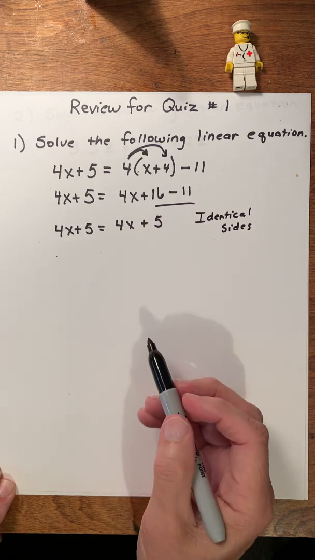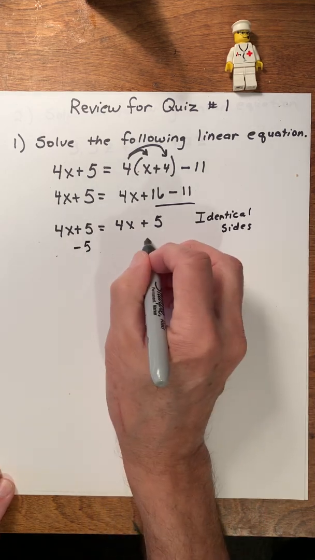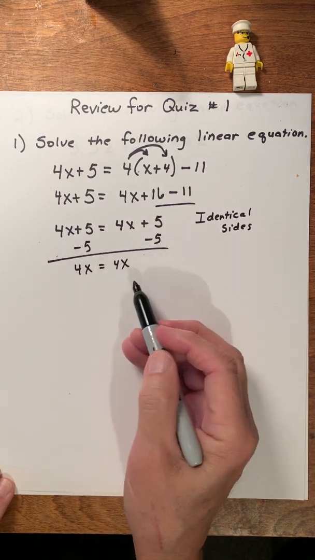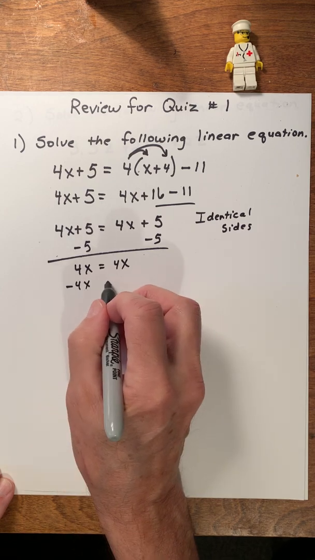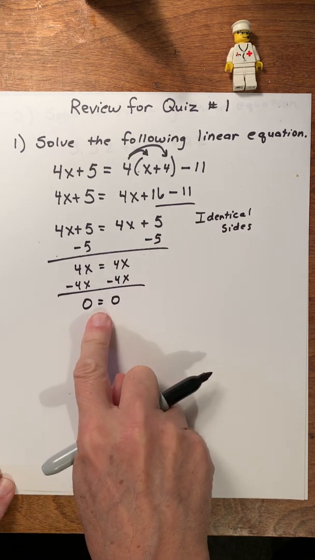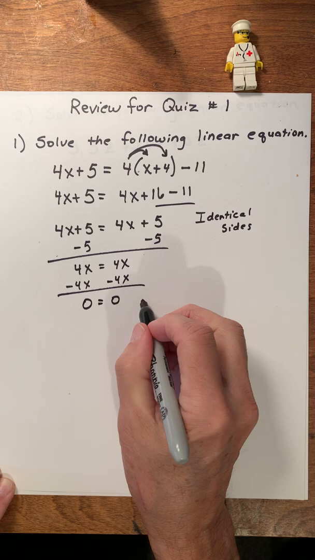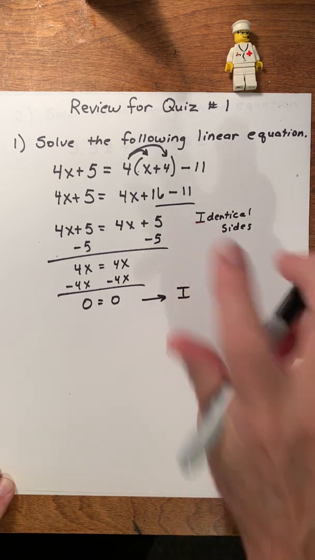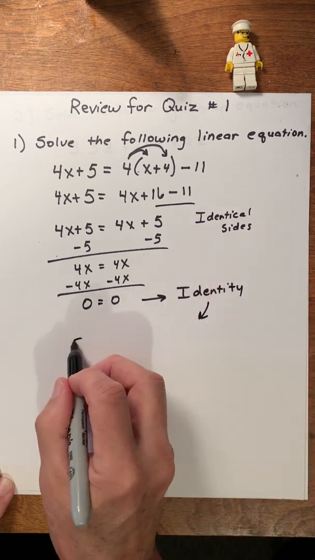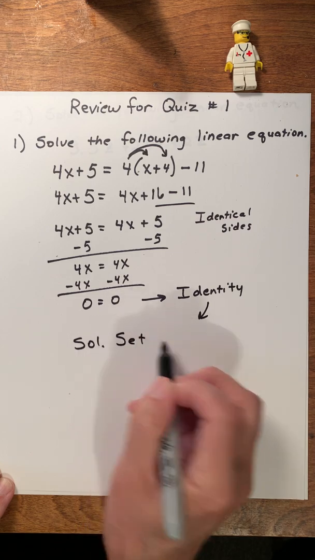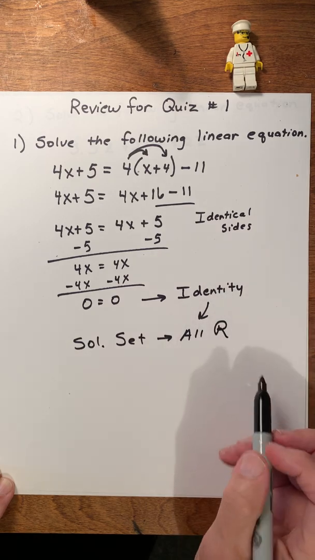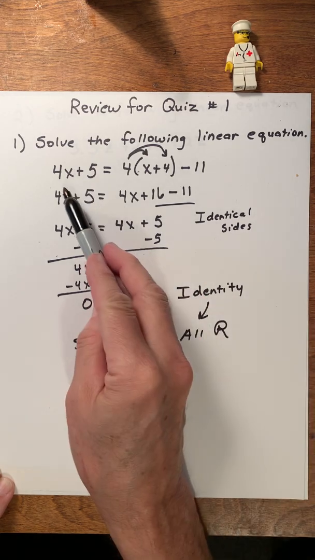So if you didn't notice that the sides were identical and you said, hey, I think I'll subtract 5 from both sides. And then you say, hey, I think I'll subtract 4x from both sides. Every identity always boils down to 0 equals 0. This is when you know you have an identity, if you didn't notice it here. And the solution set for every identity is all real numbers. So any number will work in this equation.